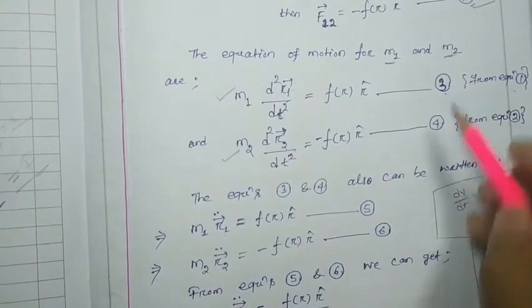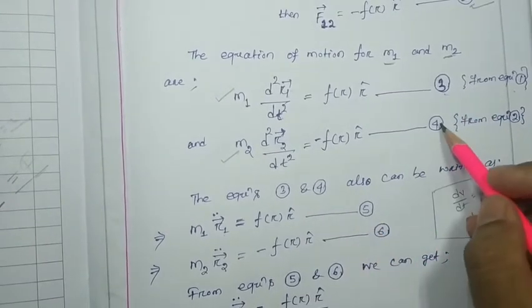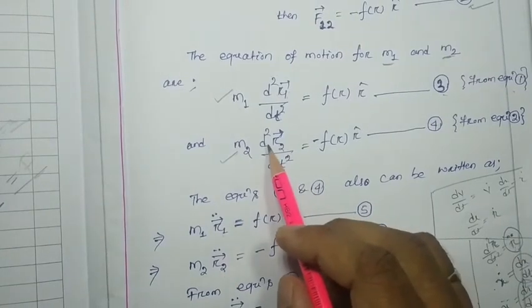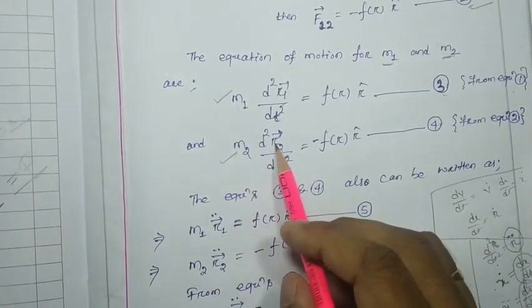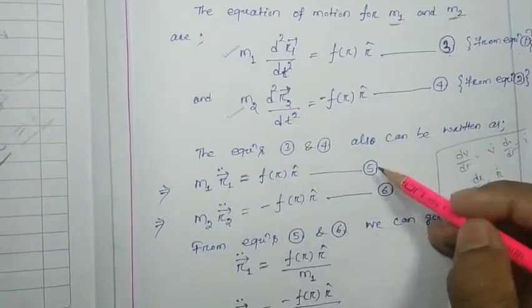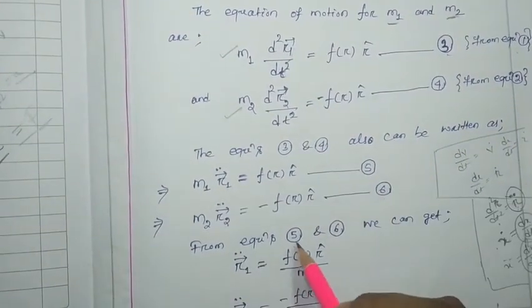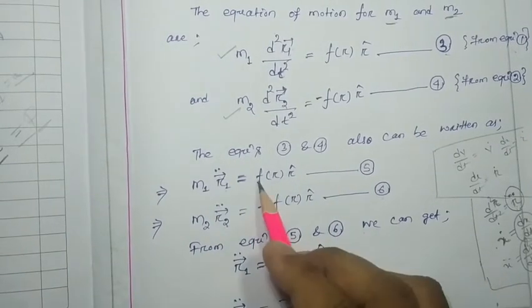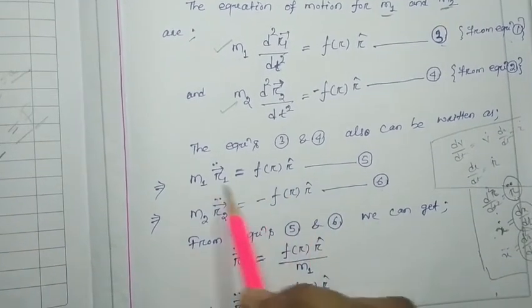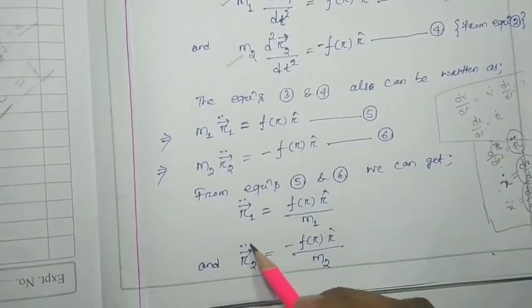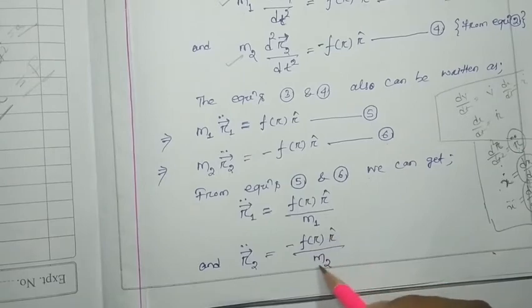Equation number 3 changes to equation number 5. Similarly, equation number 4 changes to equation number 6 by considering d square r2 by dt square as r2 double dot. Okay, these are your equations 5 and 6. From equation 5, we can write r1 double dot equal to f r cap by m1, and from equation 6, r2 double dot equal to minus f r cap by m2.